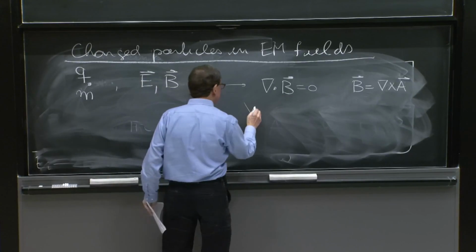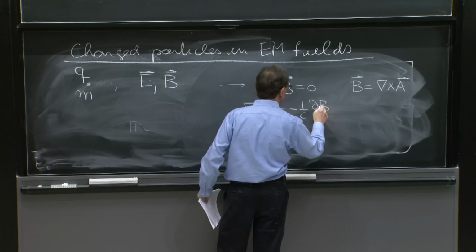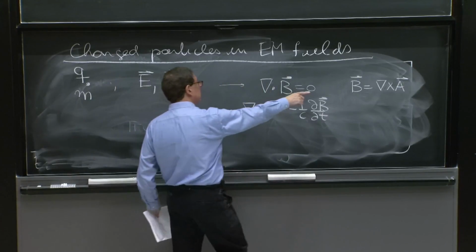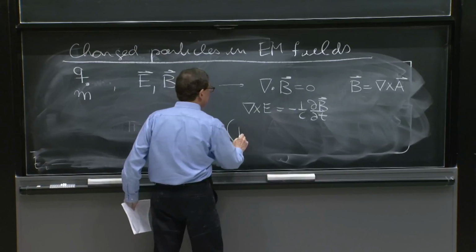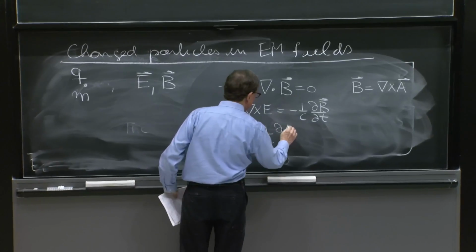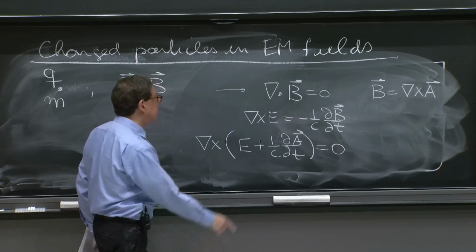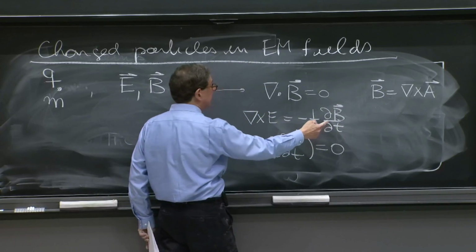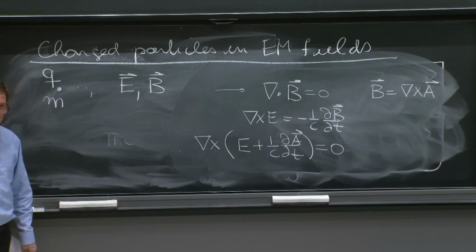The other equation that is relevant is Faraday's law. Which, if B is already curl of A, you have that curl of E plus 1 over c dA/dt is equal to 0. You see, I substitute B equal to curl of A. I commute the order of derivatives, the d/dt and the curl, and this gives me this equation.